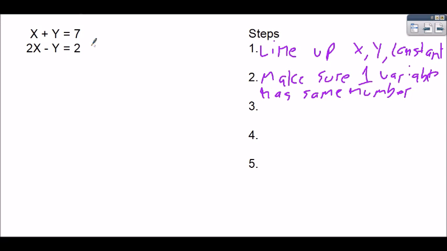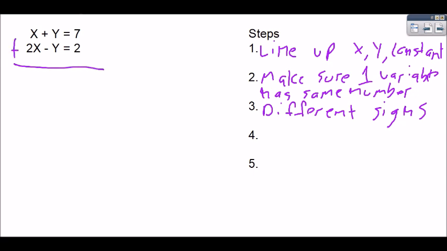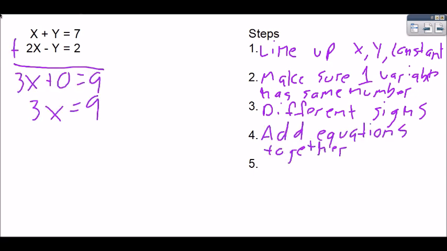Alright, the next thing is after we make sure that they have the same number, we need to make sure that 1 is positive and 1 is negative. And the next thing, we're just going to add these two equations together. So all I did was I added 1x to 2x plus y minus y and 7 plus 2. And my final step is to solve for our variables.